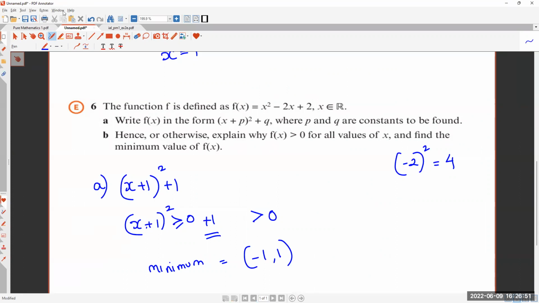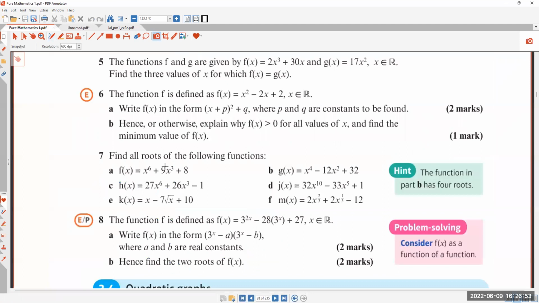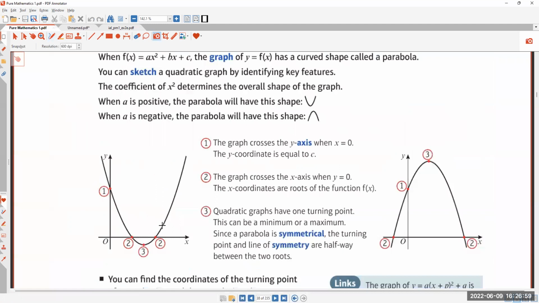Okay, now let's go to other exercises. So quadratic graphs. Do you know how to draw quadratic graphs, right? You don't? Okay, so let me explain. Point number 1 is the one which crosses the y-axis when x is equal to 0. You know about this part of the graph, na? Point number 2 and 2, they are the roots of the equation.